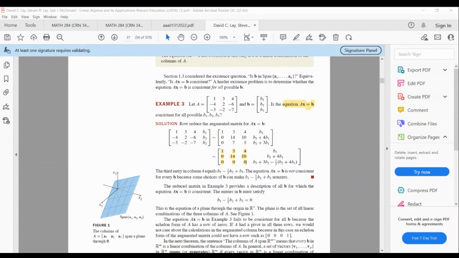And the coordinates on that plane would have to satisfy B1 minus 1/2 B2 plus B3 equals 0. All the points on that blue plane in figure 1, the coordinates would have to satisfy the equation B1 minus 1/2 B2 plus B3 equals 0.